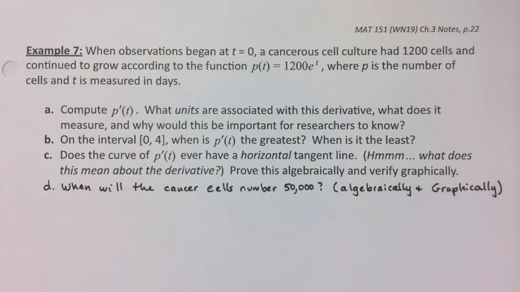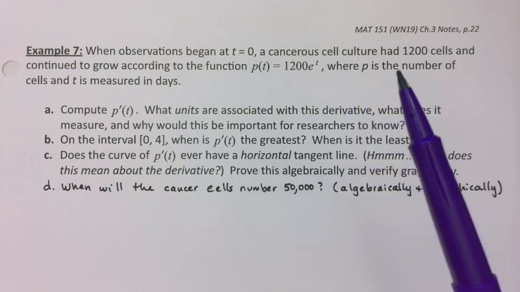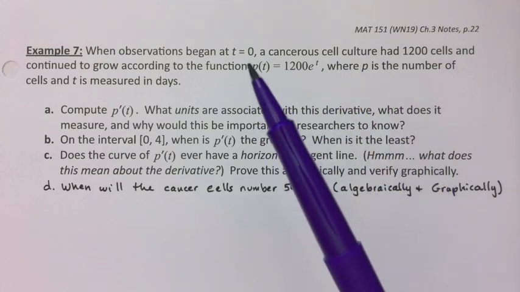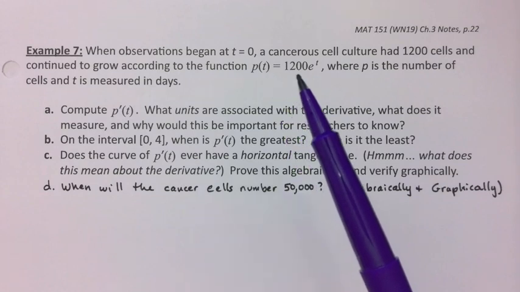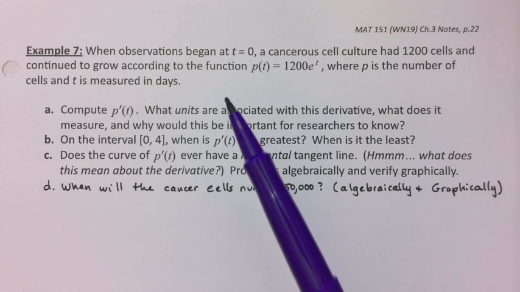So now we want to apply everything that we've learned to an application question. When observations began at t equals 0, a cancerous cell culture had 1,200 cells and continued to grow according to the function p of t equals 1,200 e to the t, where p is the number of cells and t is measured in days.